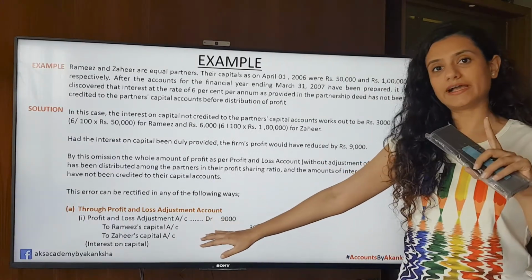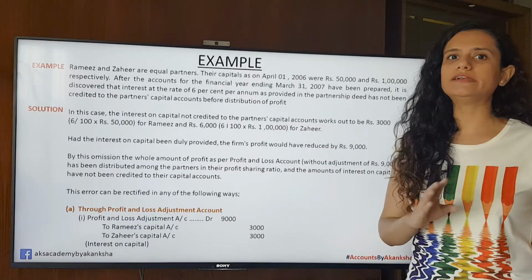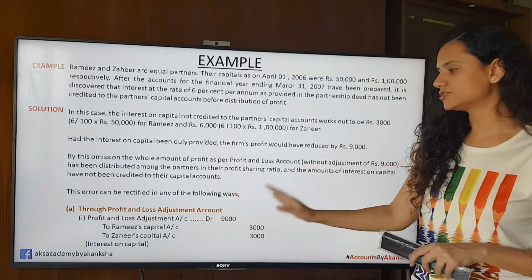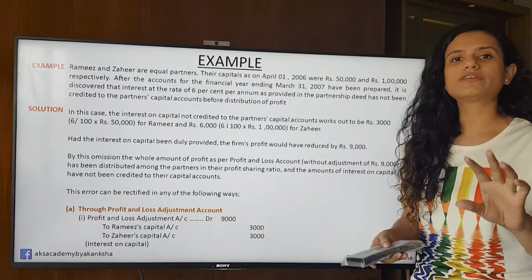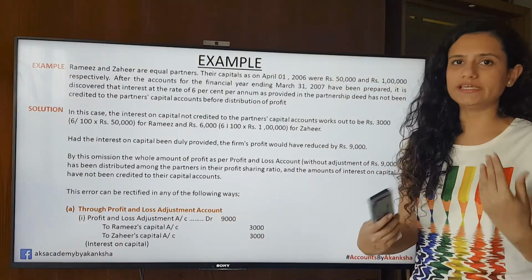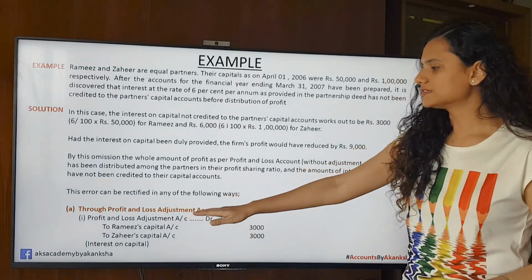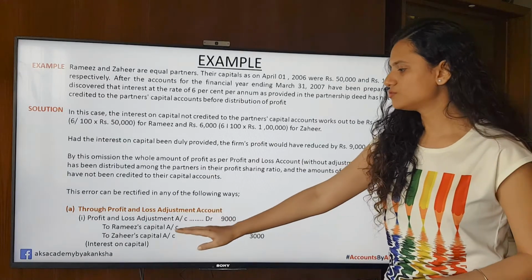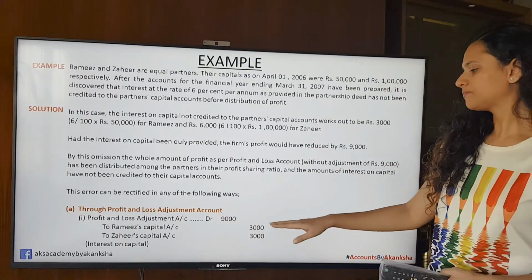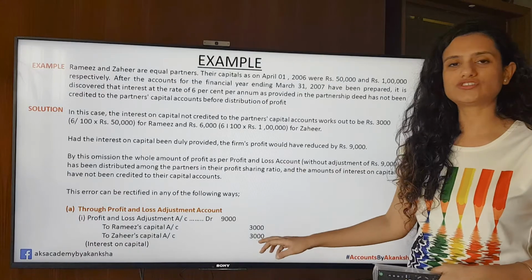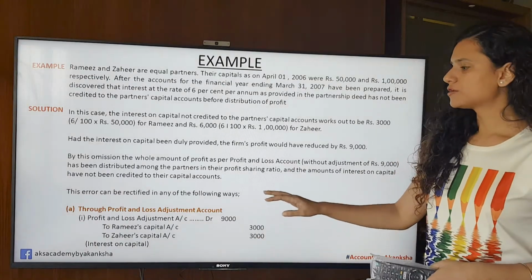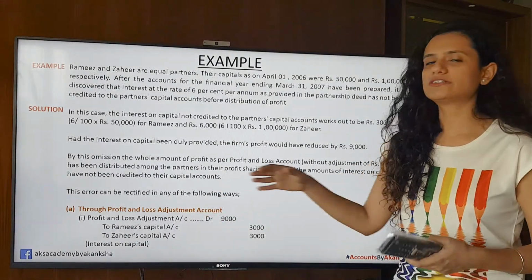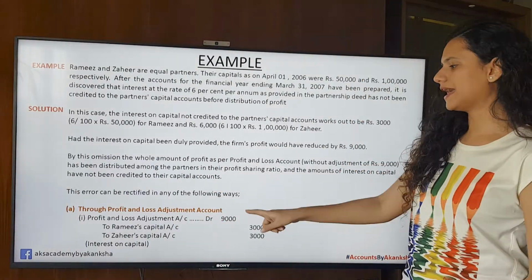One, like I told you, is the multiple entry method. So first let's look at that method, that is through the profit and loss adjustment account. The interest on capital that was not given should be given now. So profit and loss adjustment account debit to Ramiz's capital account, to Zahir's capital account. How much? 3,000 and 6,000. Please change this to 6,000. So once you give this to the partners, obviously the profit and loss adjustment account has gone down by 9,000.